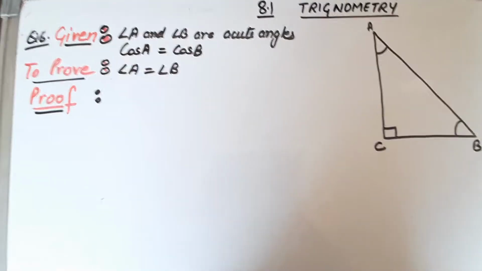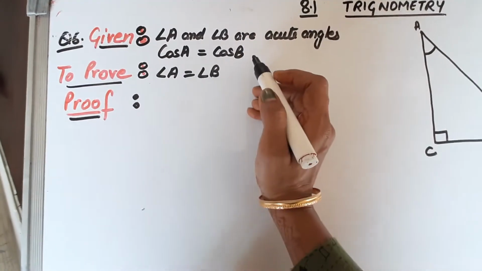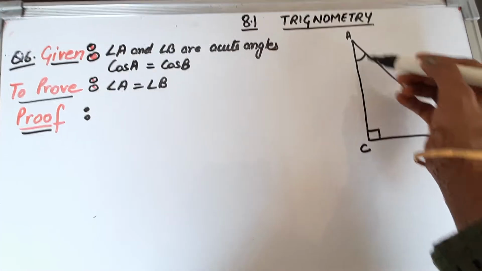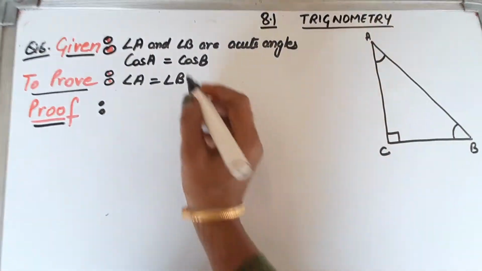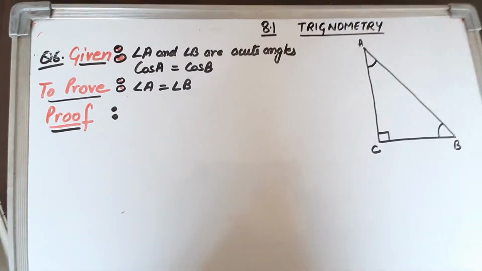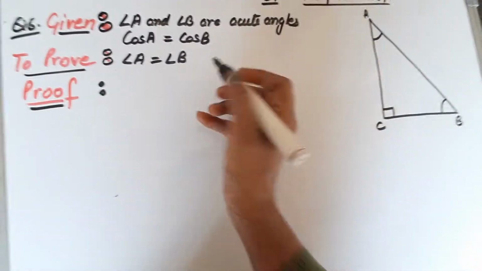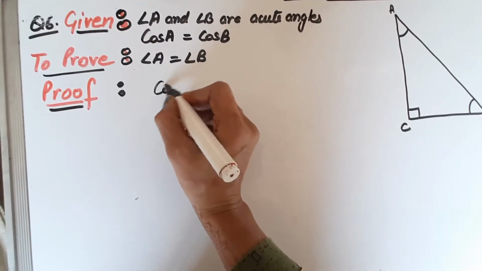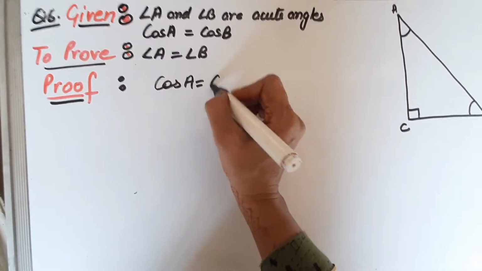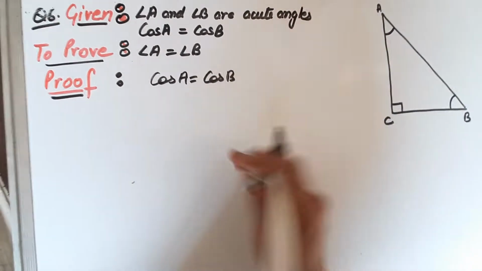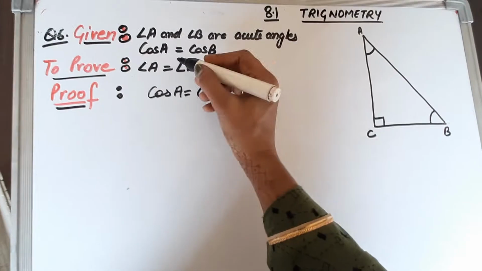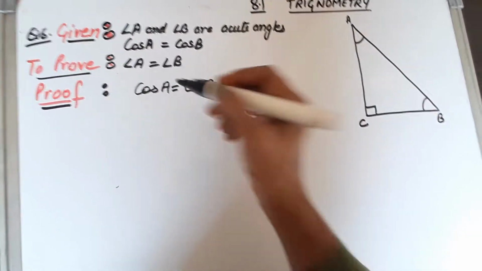Now what else is given to us? Cos A is equal to cos B, and we have to prove that these two angles are equal. Now as I told you always start from the given part. So what is given to us? Cos A is equal to cos B. So let us start from here. Cos A is equal to cos B. This is given to us. Now let us put the ratio related to cos.